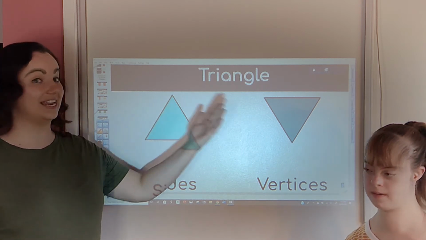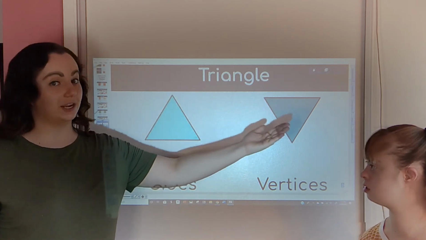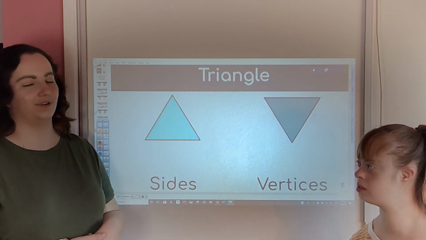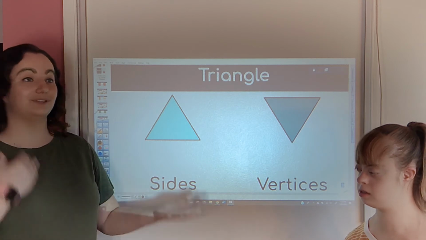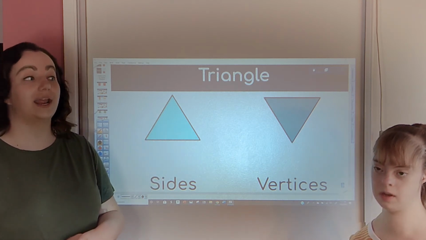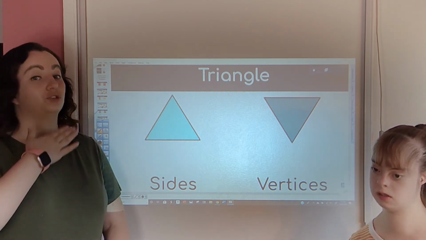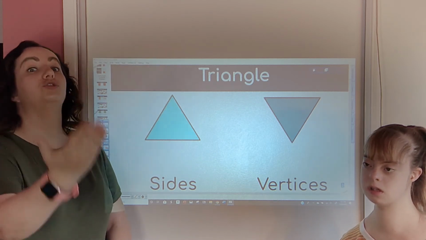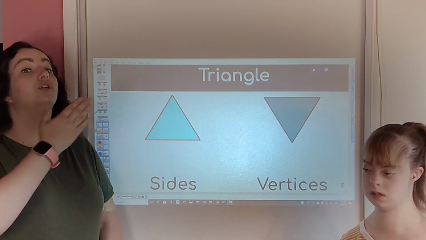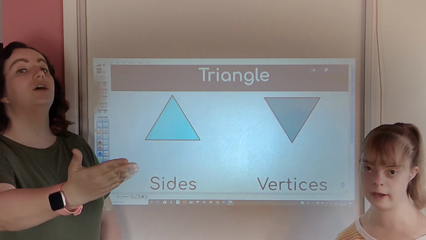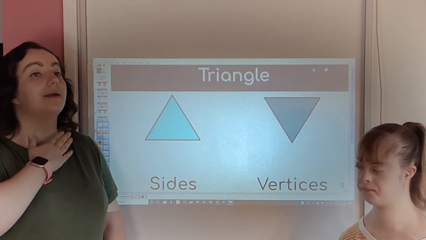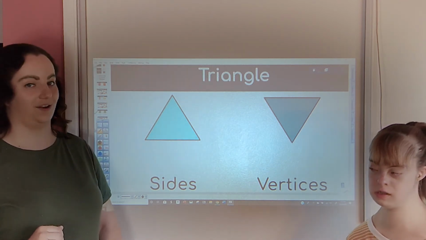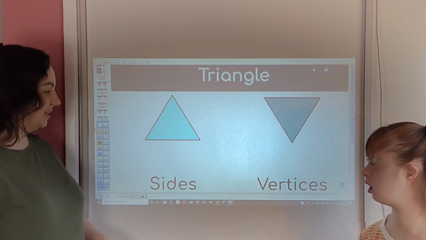Let's look at our next shape. Triangle. Oh, triangle. I think triangles are pretty cool. Let's go ahead and get used to hearing and saying triangle. I'm going to say triangle, and I'm going to point to you for you to have some practice saying triangle. Ready? Triangle. Triangle. Again, one more time. Triangle. Triangle. Good, okay? Triangle.